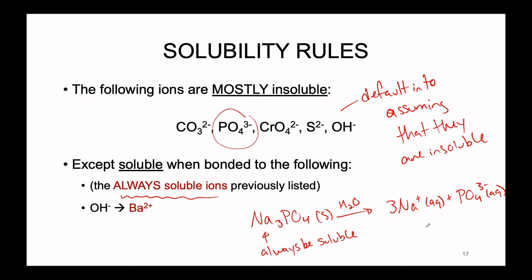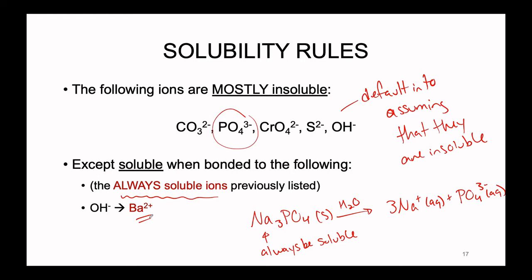All right, the other exception for solubility is specifically with the hydroxide. Hydroxide will be soluble if it is coupled with the barium 2+ ion, but that is the only additional exception. If the hydroxide ion is bound to anything else that is not on the always soluble list, we will assume that it is going to exist as an insoluble solid.